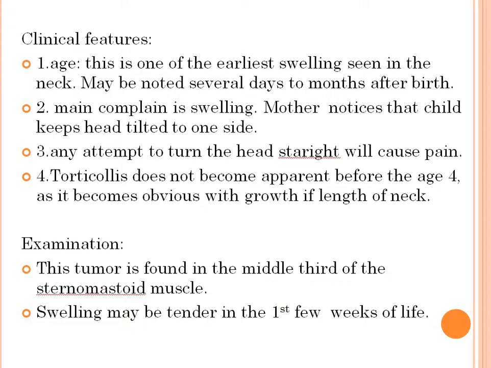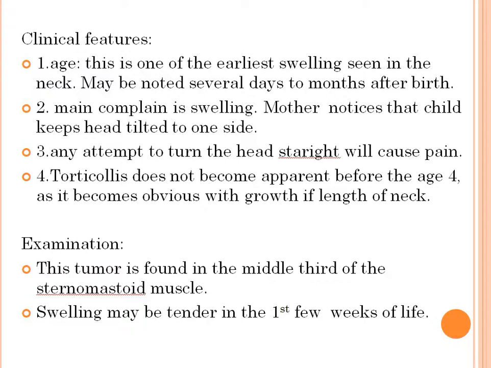One of the clinical features, age: this is one of the earliest swellings seen in the neck. It may be noted several days to months after birth. The main complaint is swelling. Mothers notice that a child keeps his head tilted to one side. Any attempt to turn the head straight will cause pain. Torticollis does not become apparent before the age of 4, as it becomes obvious with the growth in the length of the neck.